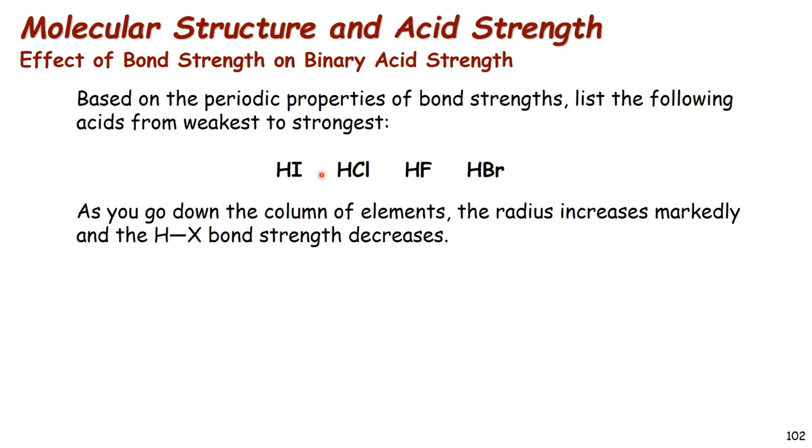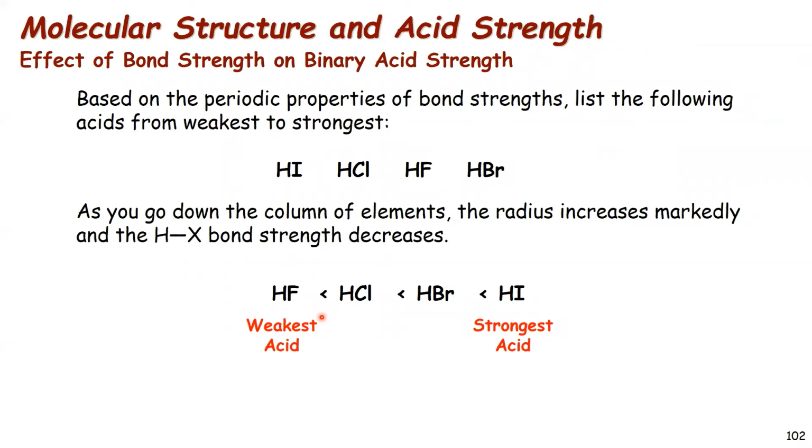Okay, so again, the bigger the atom, the stronger the acid. So the weakest would be the hydrofluoric acid, followed by hydrochloric, hydrobromic, and then finally the strongest would be hydroiodic acid. Okay, so those are binary acids. Now let's talk about the oxo acids.